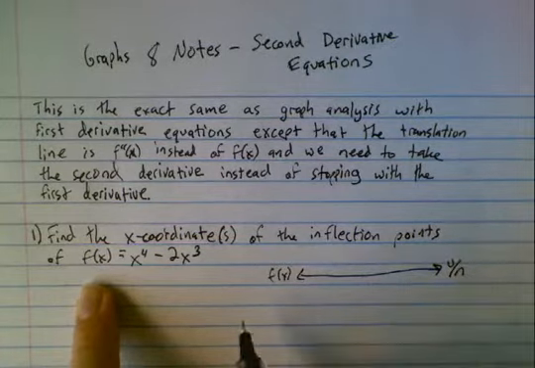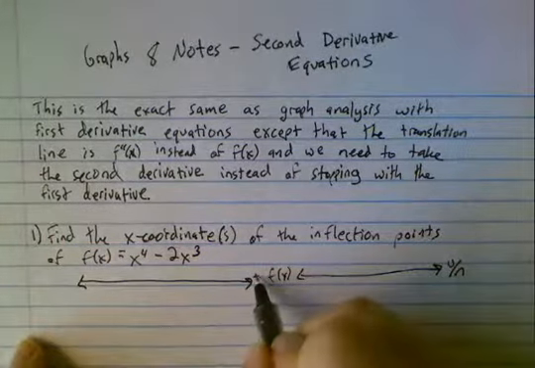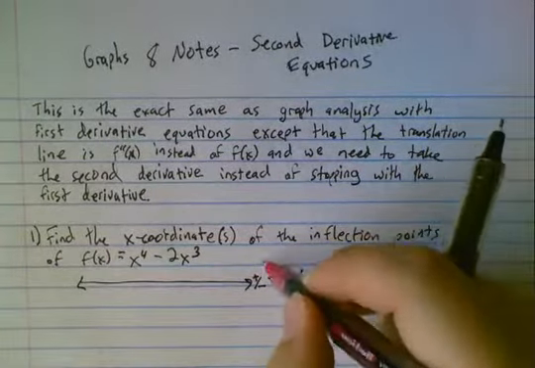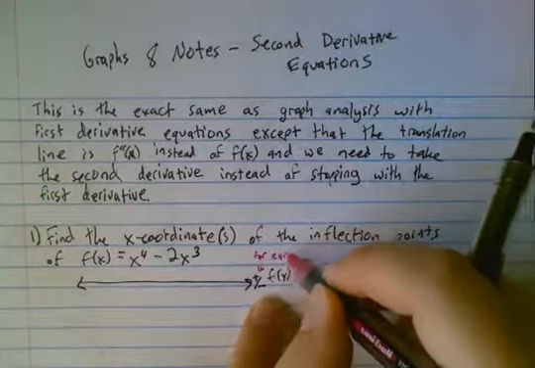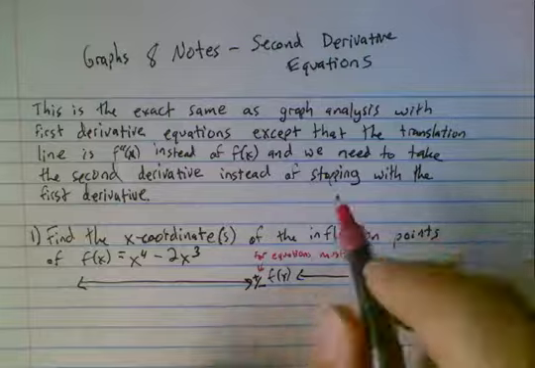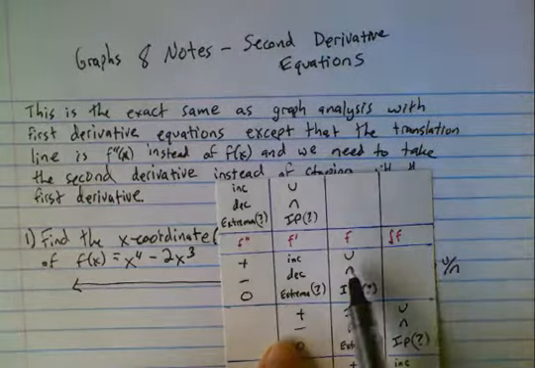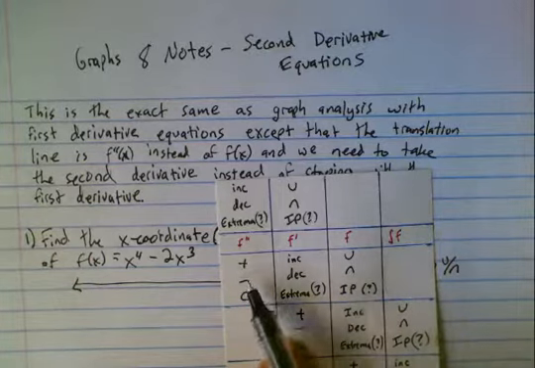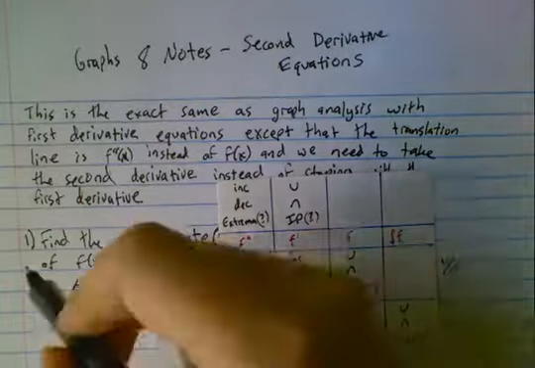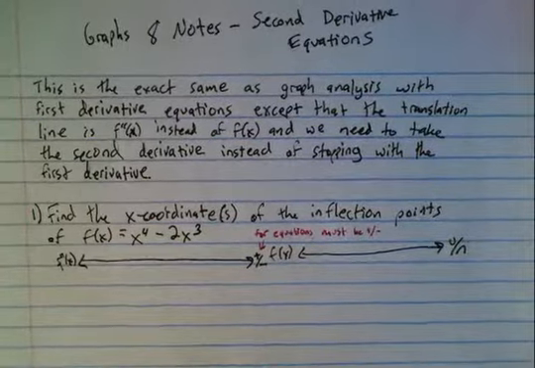Inflection points is concave up, concave down. Because we're working with equations, our translation line has to be plus minus. But now the translation from f being concave up, concave down to positive negative is now f double prime instead of f prime. So that means this is f double prime of x, and from there on everything's just like we did before.